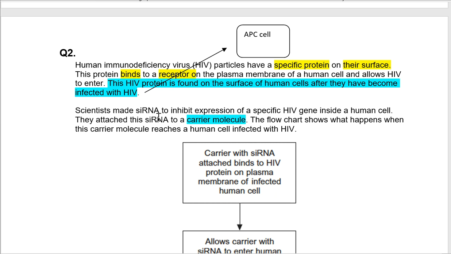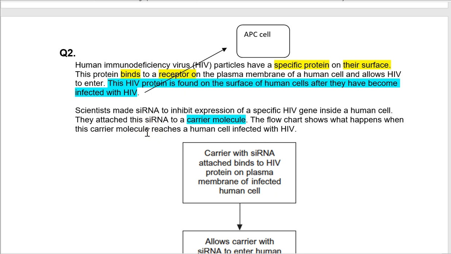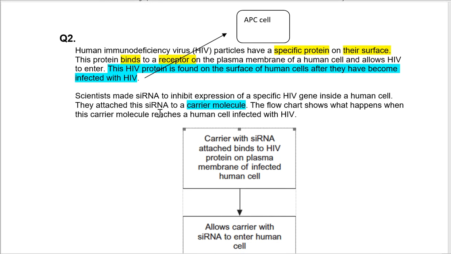Why? Because we want this siRNA to be targeted. It's going to specific cells, not any cells, not your heart cell, liver cell, or healthy cell. It's going to infected cells, not the normal cell. So it has to be targeted and guided. It's attached to a carrier molecule, and the carrier molecule takes it to those infected cells. The flowchart shows what happened when a carrier molecule reaches the human cell with HIV.